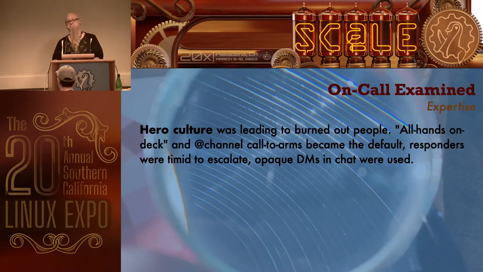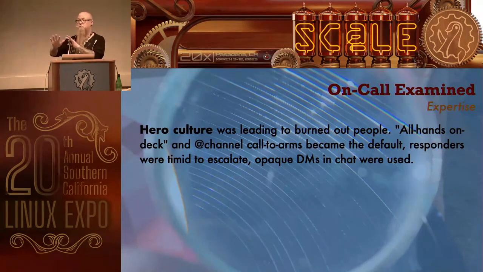Hero culture. This was another big problem. Hero culture came about in several different ways, actually. It could be pride over the code. I told you, people would come in, and I only write Go code, so they didn't even look at the pile of Python we had over here.